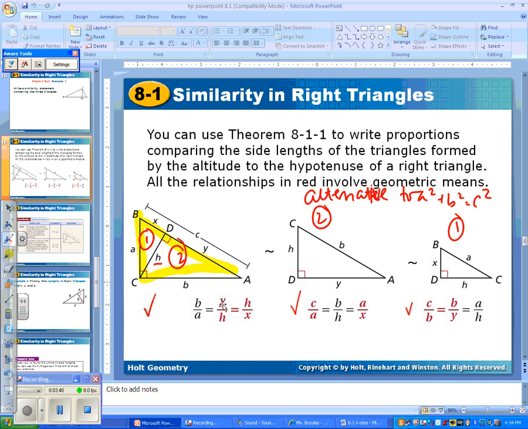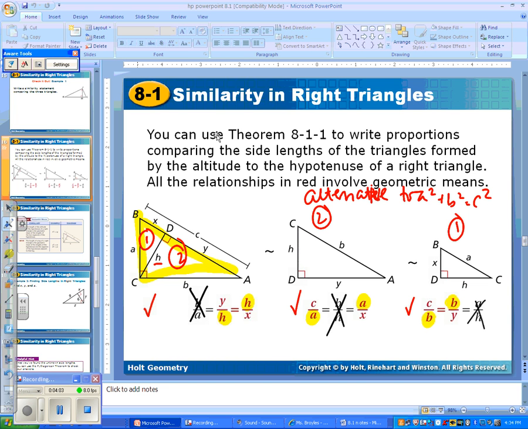Now, if you notice something that happens here, here's H and here's H. That is a geometric mean. Ignore this for a second. All right, if you look at this proportional statement, here's A and here's A. They're on opposite sides. That's a geometric mean. Get rid of this statement for a second. And same thing over here. Oh my gosh, here's B and here's B. They're opposite of each other. This is another geometric mean.